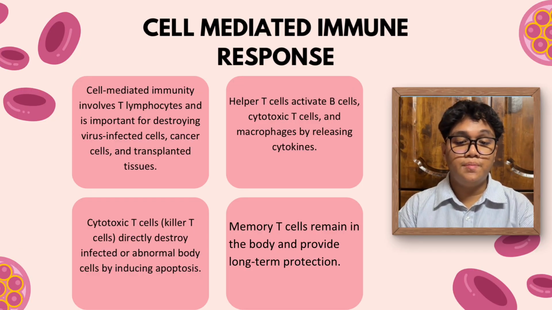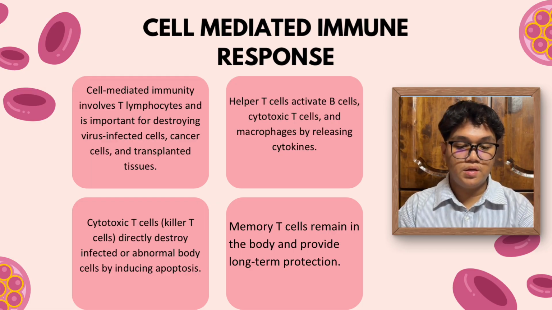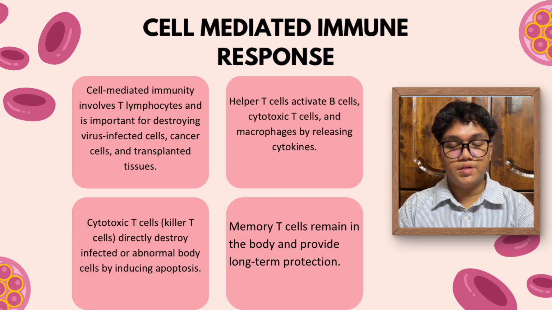Next, we move to cell-mediated immune response. Cell-mediated immunity involves T lymphocytes and is important for destroying virus-infected cells, cancer cells, and transplanted tissues. Helper T cells activate B cells, cytotoxic T cells, and macrophages by releasing cytokines. Cytotoxic T cells, or killer T cells, directly destroy infected or abnormal body cells by inducing apoptosis. Memory T cells remain in the body and provide long-term protection.